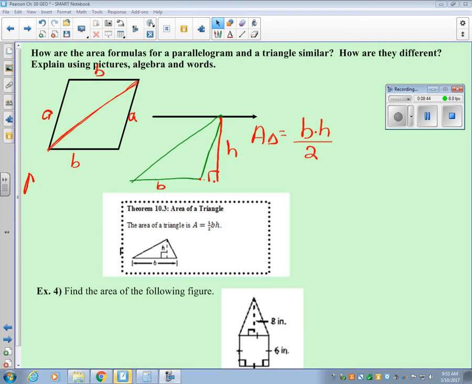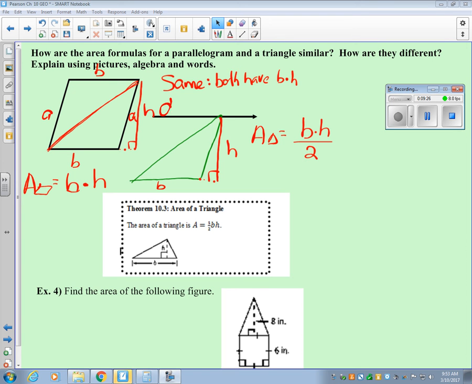The area of the parallelogram here, let's put this H in there, is base times height. Okay, so the area of the parallelogram and the area of the triangle are the same because they both have base times height. They are different.